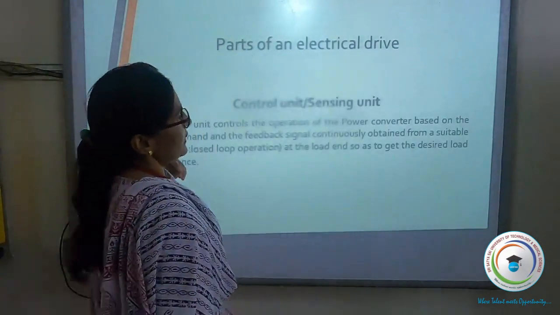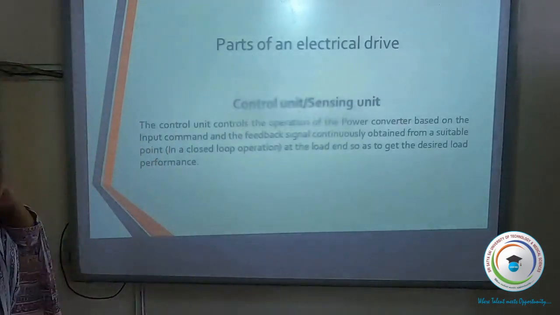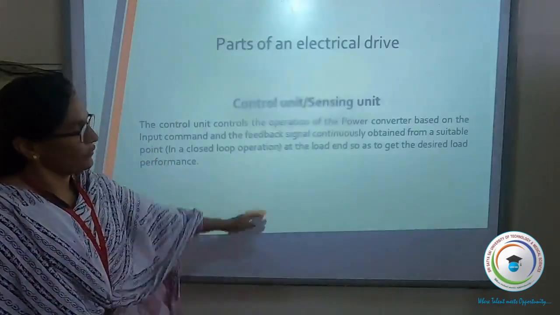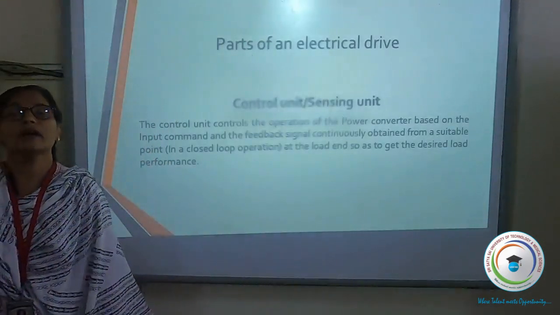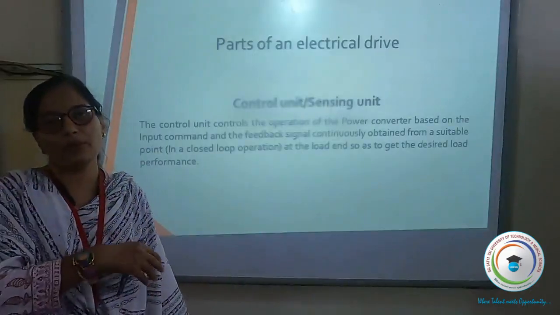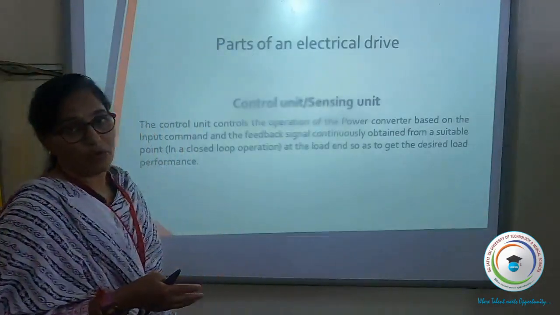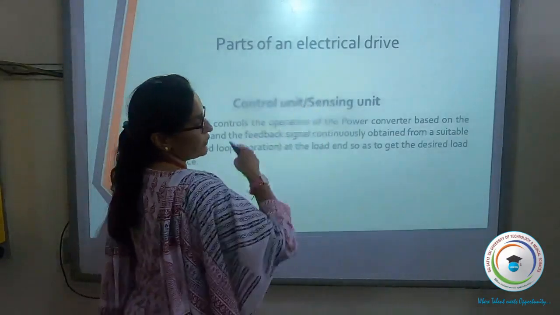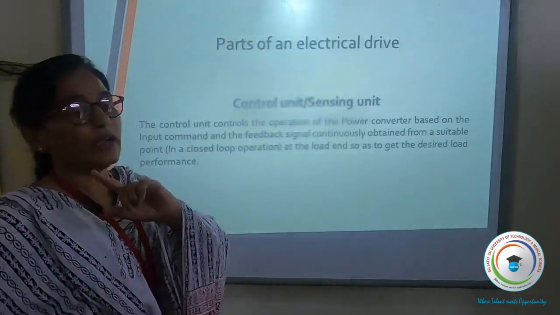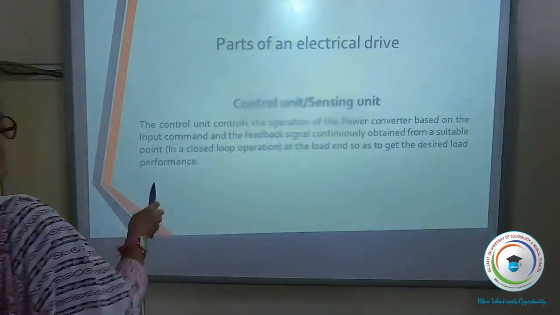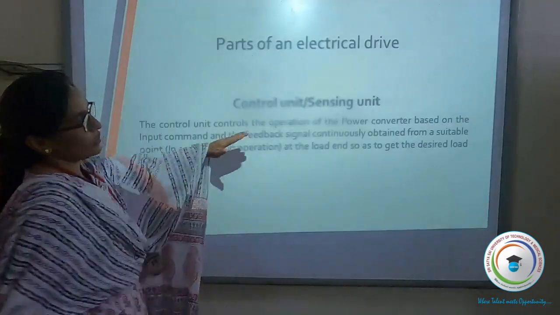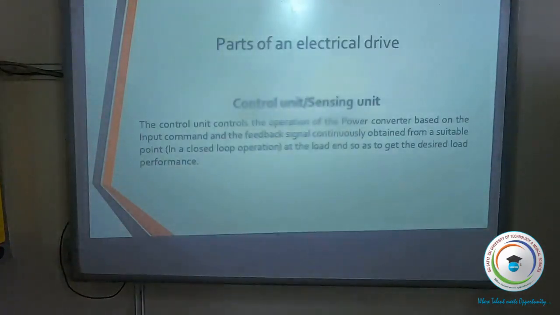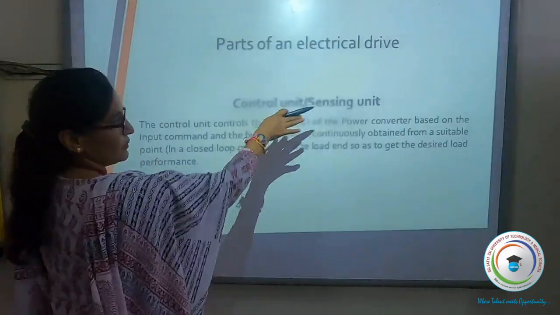Then the next part is the sensing unit or control unit. Both are interconnected to each other. What is the working of the sensing unit? The sensing unit will sense if any error is coming there, if any type of fluctuations in the form of voltage, voltage dip or current is coming. The sensing unit will sense that error and give the command to the control unit. Now what is the function of the control unit? The control unit will control the operation of the power converter based on the input command. What is the input command? Given by the sensing unit.